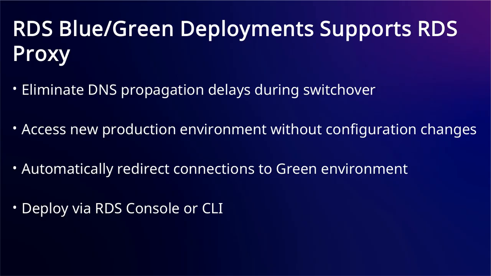RDS Proxy actively monitors database instances and automatically redirects connections to the green environment once it becomes production, enabling faster application recovery. You can deploy these changes via the RDS console or CLI. This capability is available for Aurora MySQL, Aurora PostgreSQL, RDS for MySQL, RDS for PostgreSQL, and RDS for MariaDB in all commercial AWS regions where RDS Proxy is supported.